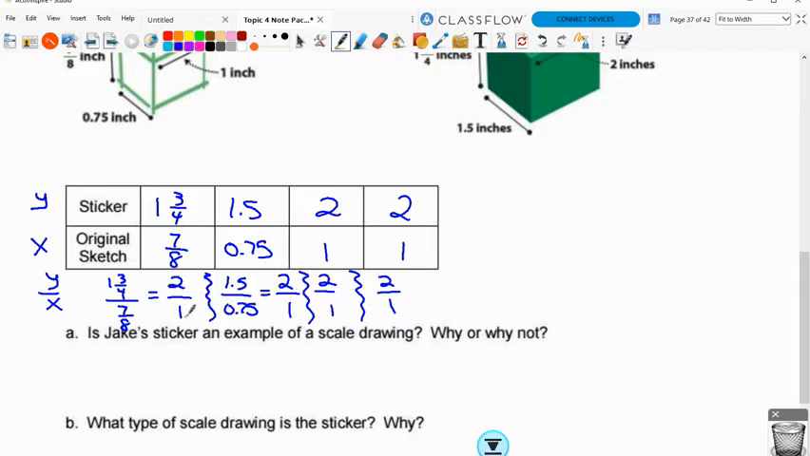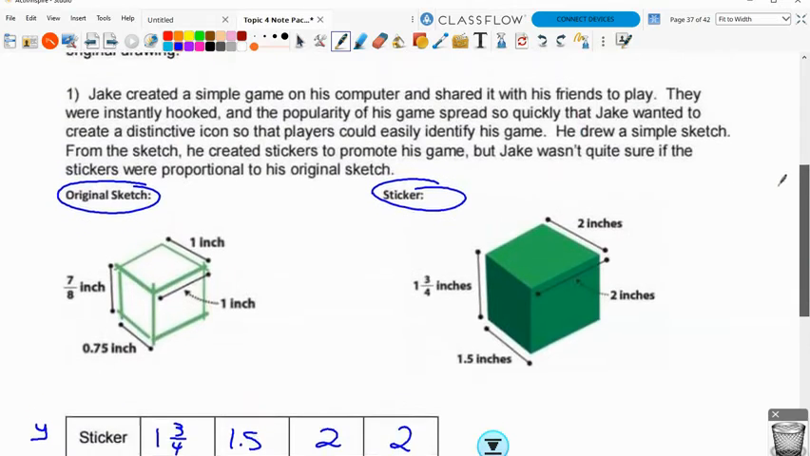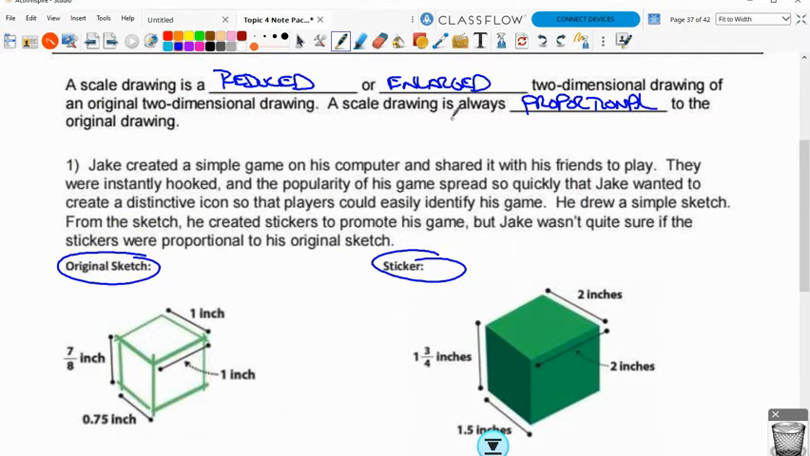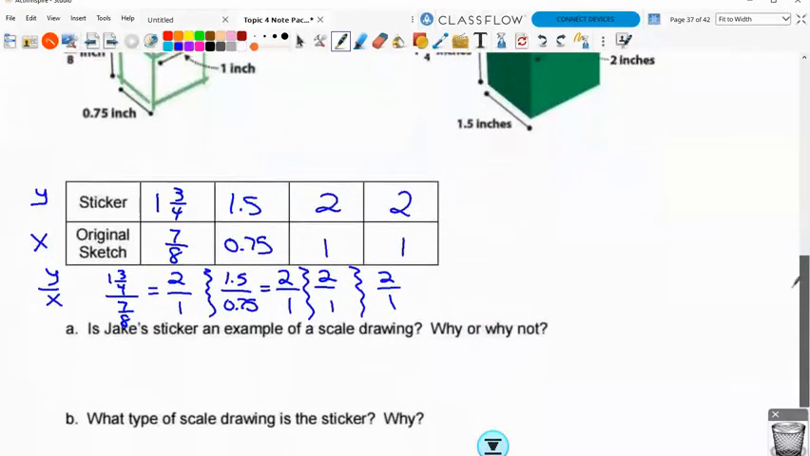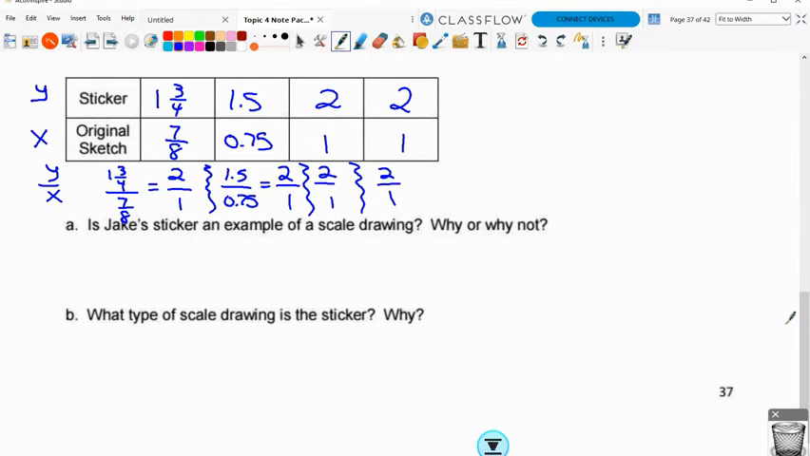So if you look at the 4 unit rates, they all were equal to 2 over 1. So the question in A asks, is Jake's sticker an example of a scale drawing? Well, remember what we set up here. All scale drawings are proportional to the original drawing. Since this is a proportional relationship, then the sticker is a scale drawing.